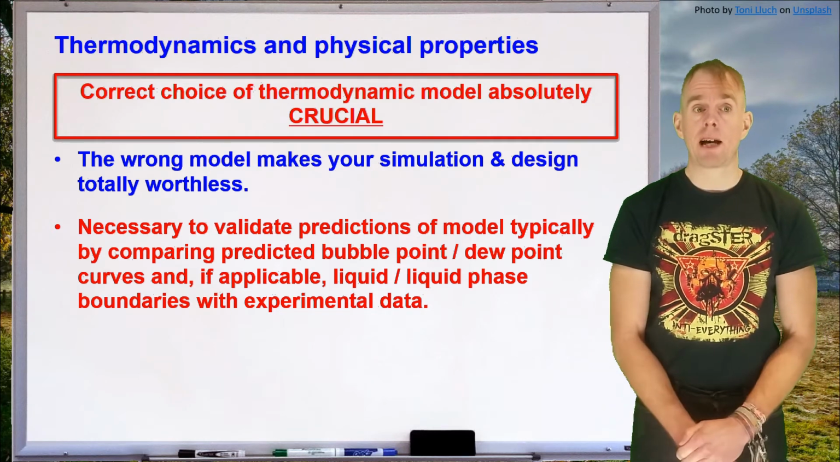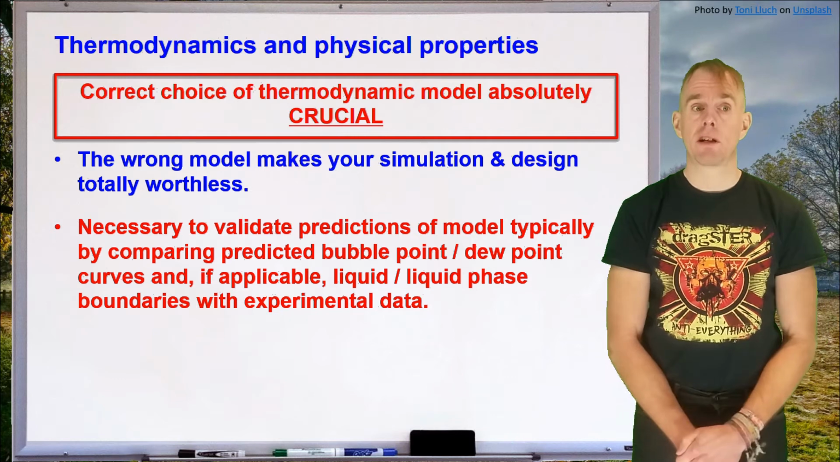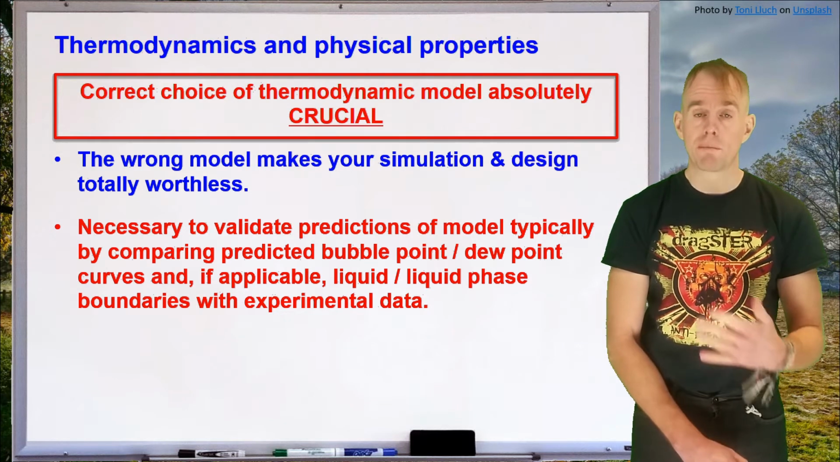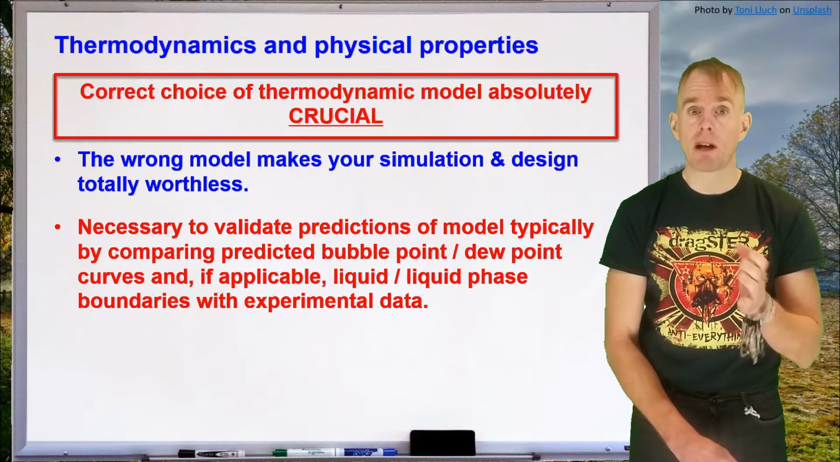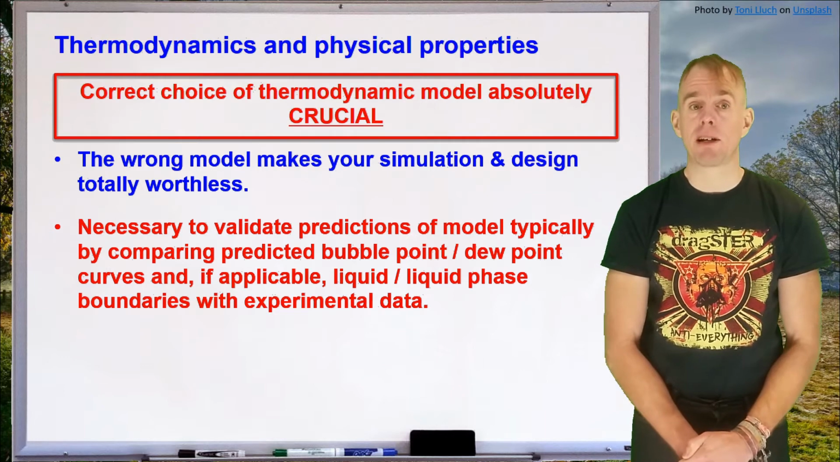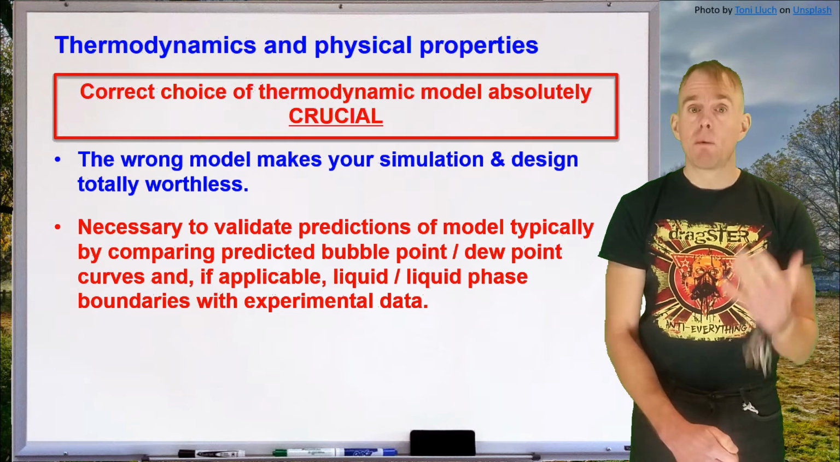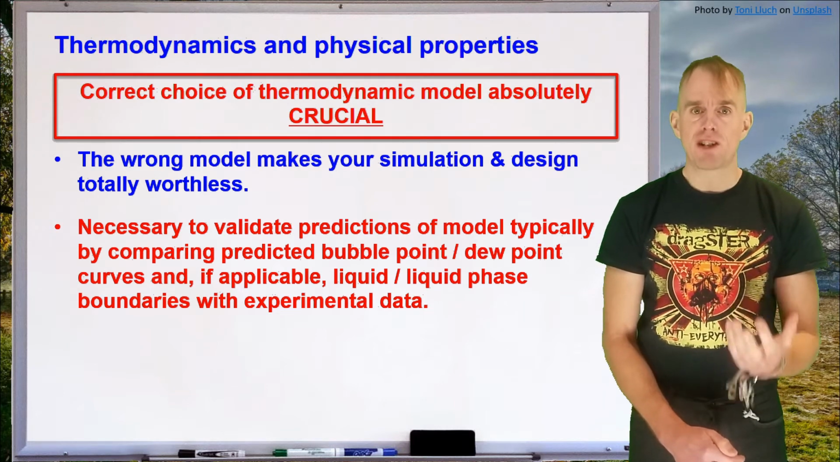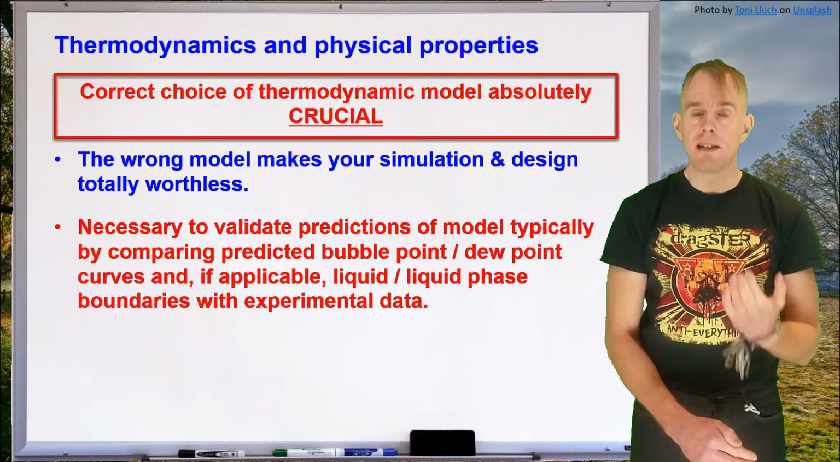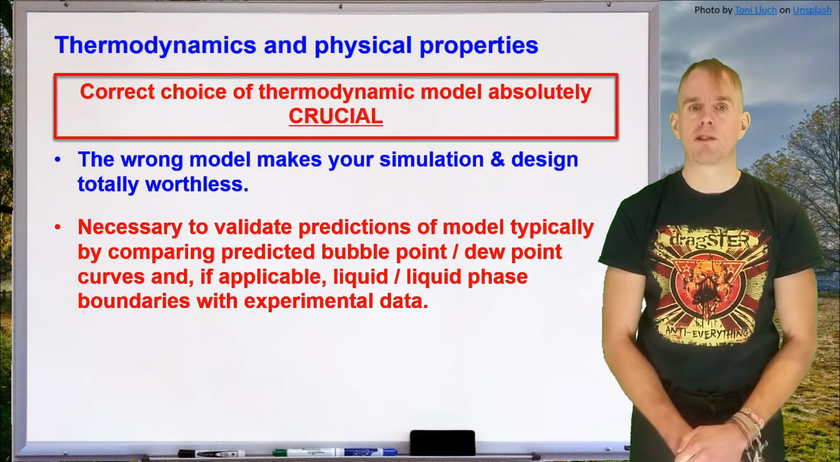Typically, you might look at the predicted bubble point or dew point curves for mixtures. For simple single components, you might look at boiling points. And for liquid-liquid phase equilibria, you might look at the position of the phase boundary. We need to validate the model predictions against something though, and usually this would be experimental data. That is the gold standard.